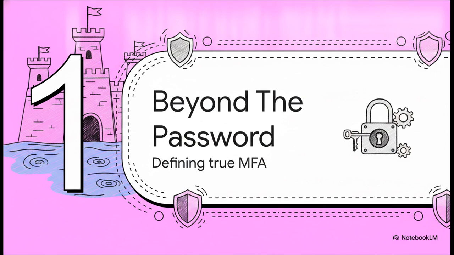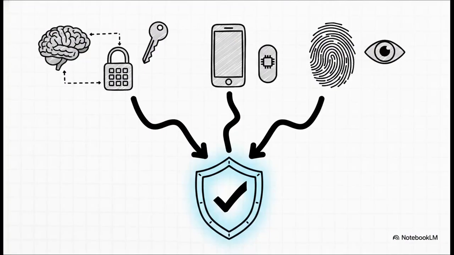Let's define what true MFA actually is. Multi-factor authentication basically means requiring 2 or more independent factors to verify an identity. And these factors fall into 3 distinct buckets. First up, you have knowledge. That's something the user knows, like a password, a PIN, or an unlock pattern. Then you have possession, something the user physically has, like their phone, a hardware token, or security key. And finally, there's inherence, which is something the user inherently is, like a fingerprint or a face scan.